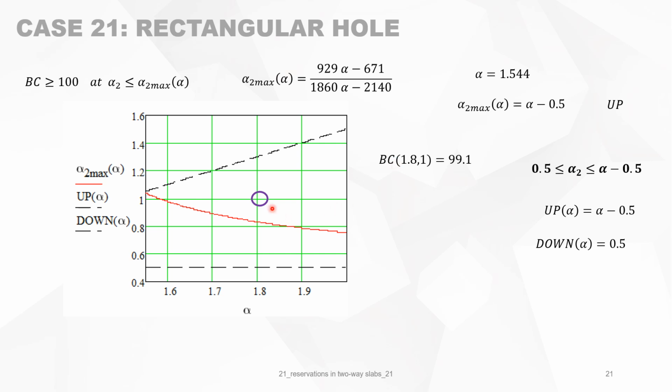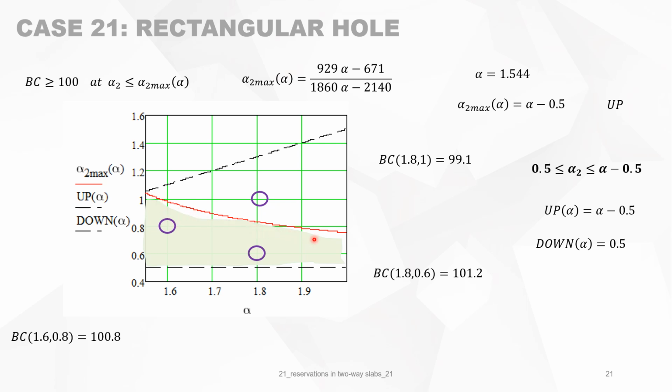So what can we do with this graph? Well, if you want to calculate the bearing capacity of a slab with alpha 1.8 and alpha 2 equal to 1, then you have here in this area 99% of bearing capacity. So you are touching the bearing capacity. When you go below this red line, you do not touch the bearing capacity. So that's the meaning of this. Above, you touch the bearing capacity. Below, you do not touch. And here, at this point, you do not touch the bearing capacity. It means that you should go for this area. All combinations of alpha and alpha 2 in this area give you a reservation which is not lowering the bearing capacity. That's the way you can use those types of formulas.